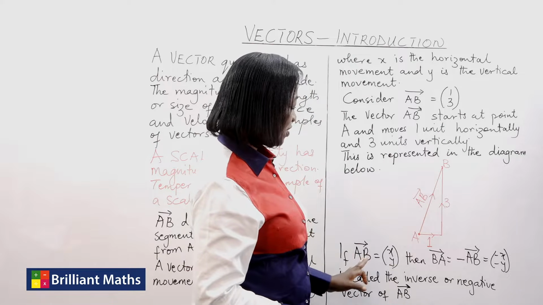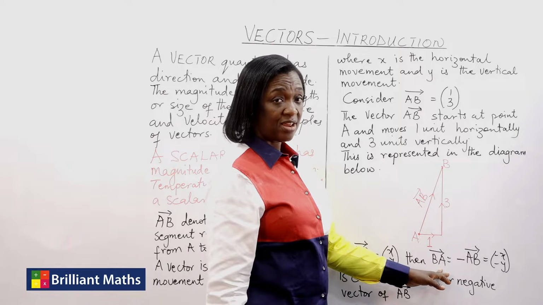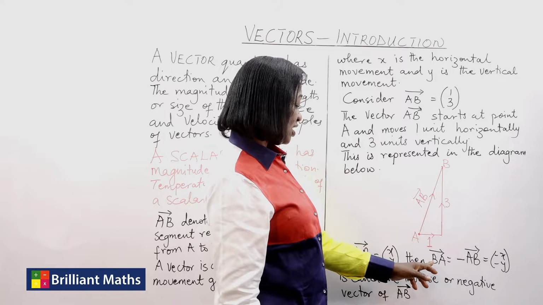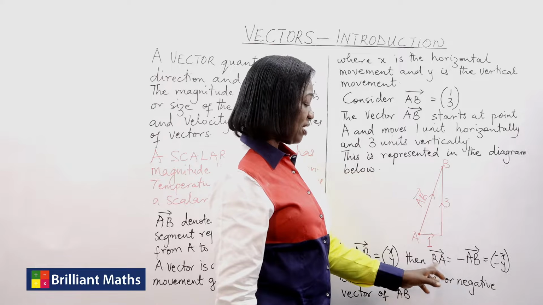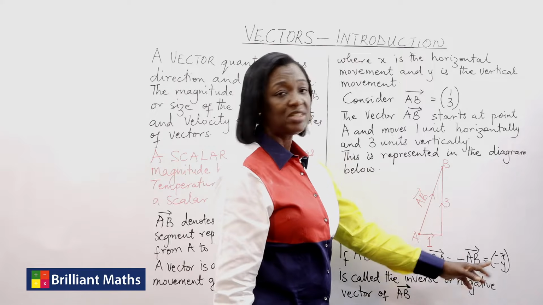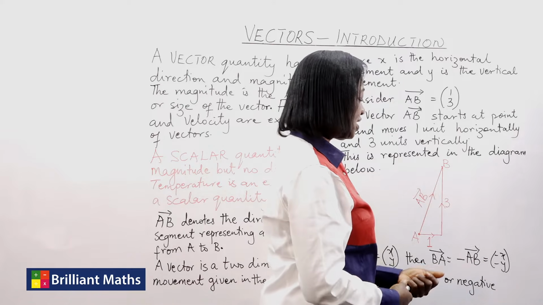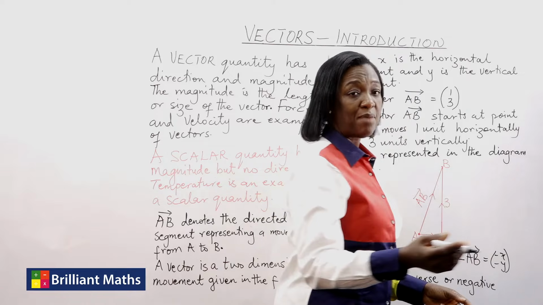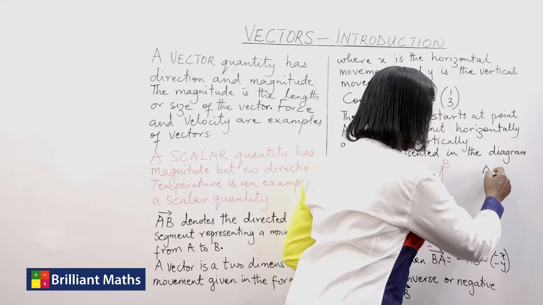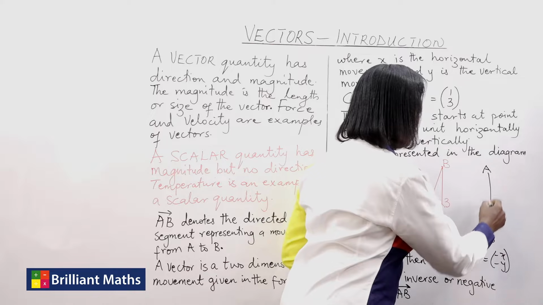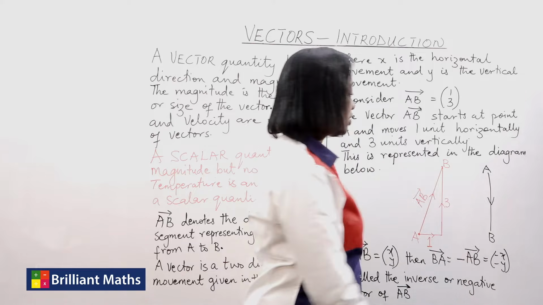If the vector AB is equal to (x, y), then the vector BA, you can see that the letters are reversed. This time, you are going from B to A. BA is equal to minus AB, which is equal to (minus x, minus y). What I mean by that is, assuming that is AB, you can see the arrow from A to B.